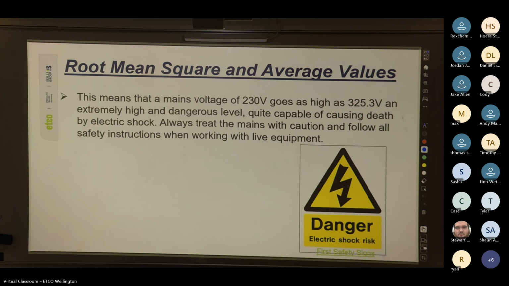So yeah, 230 volts goes as high as 325.3 volts, an extremely high and dangerous level, quite capable of causing death by electric shock. Always treat the mains with caution and follow all safety instructions when working with live equipment. On that note, do you guys know what your company's policy is regarding electric shocks?